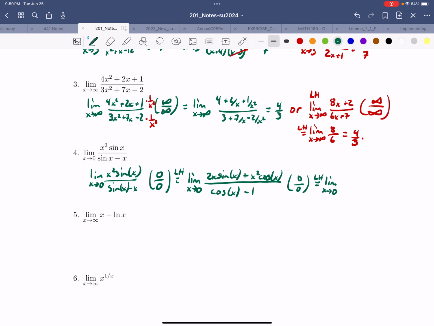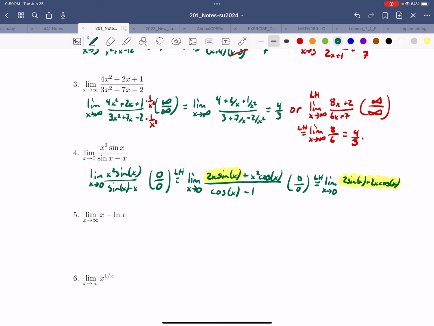So, oh man, this is going to be extra annoying, right? Because we've got 2 product rules on the top. Oh boy, okay. So anyway, we're going to have 2 sine of x plus 2x cosine of x. Right, just to be clear, that was this derivative. That was the product rule for that derivative.